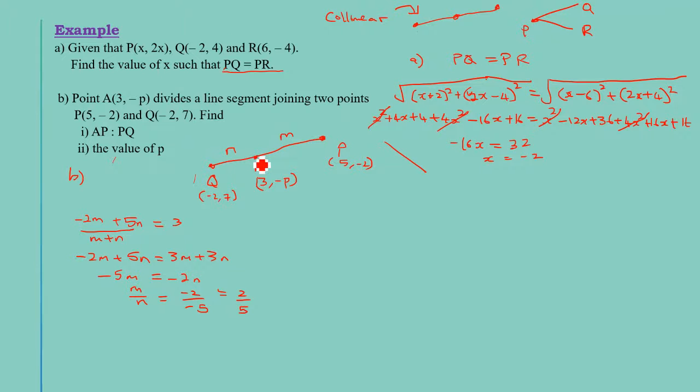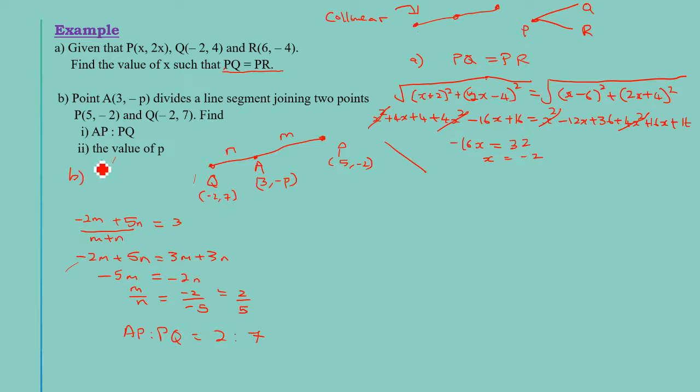M stands for the distance between AP, that's correct. So you want AP with PQ. So what is the ratio? AP is given as M, so that is 2. But what is PQ? PQ is the whole thing. So that means M plus N. So M plus N will be 7. So your answer is 2:7, not 2:5. So be careful. Don't write it 2:5 because they ask between AP and PQ, not AP and AQ. So be careful with the question.